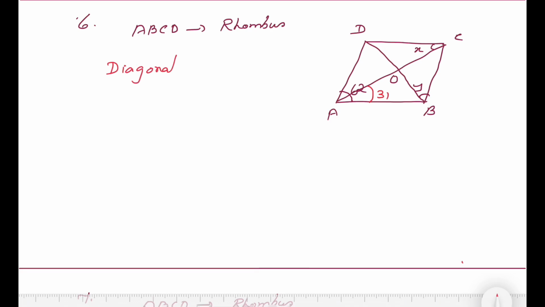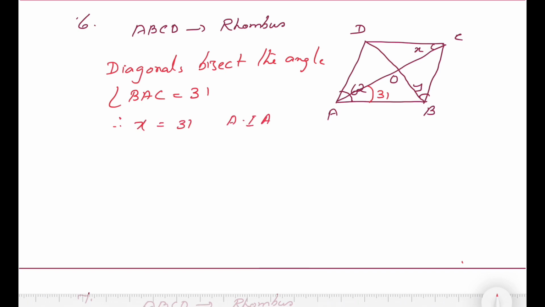Diagonals in rhombus and square bisect the angle. If angle BAC is equal to 31, therefore x is equal to 31. Alternate interior angles. AB is parallel to CD.